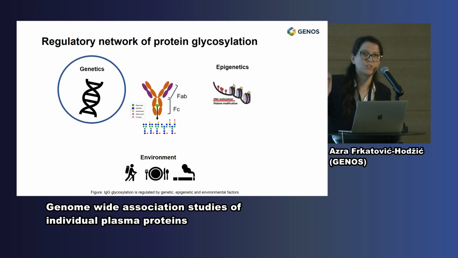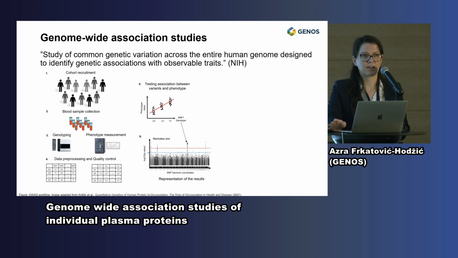But we can start looking into genetics by a simple yet elegant approach, genome-wide association studies, which you already heard about from Professor Yuri, but I will briefly explain how it works. By the definition of the NIH, the National Institutes of Health, genome-wide association studies are studies of common genetic variation across the entire human genome that are designed to identify genetic associations with observable traits.